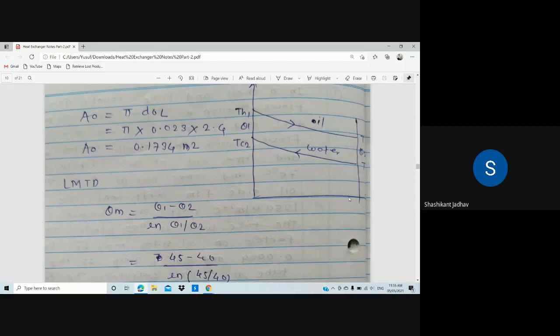This is the counter flow heat exchanger. So we have to draw the diagram for the graphical representation of the counter flow heat exchanger, that is TH1 to TH2, and TC1 is at the right hand side, TC1 to TC2. The left hand temperature difference is theta 1 and the right hand side temperature difference is theta 2. So we have to calculate the value of LMTD. Write down the equation: theta m is equal to theta 1 minus theta 2 divided by ln of theta 1 upon theta 2.